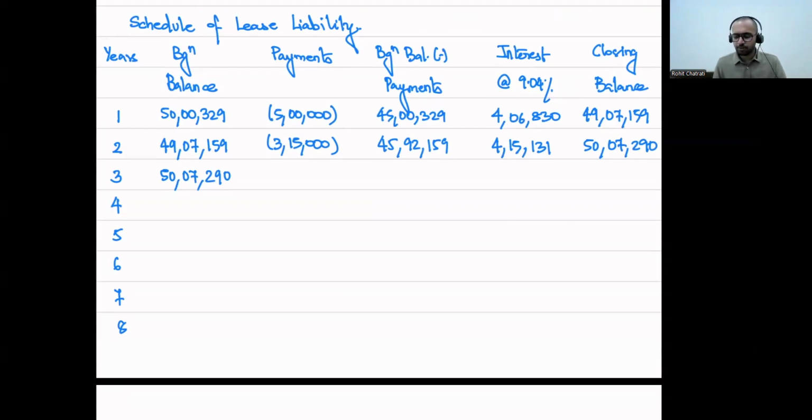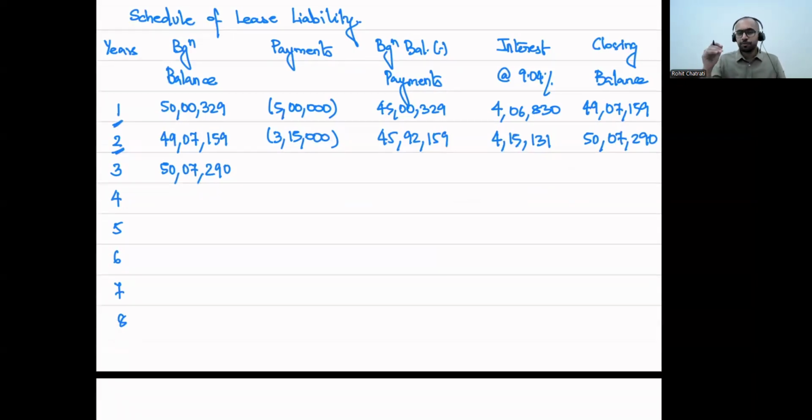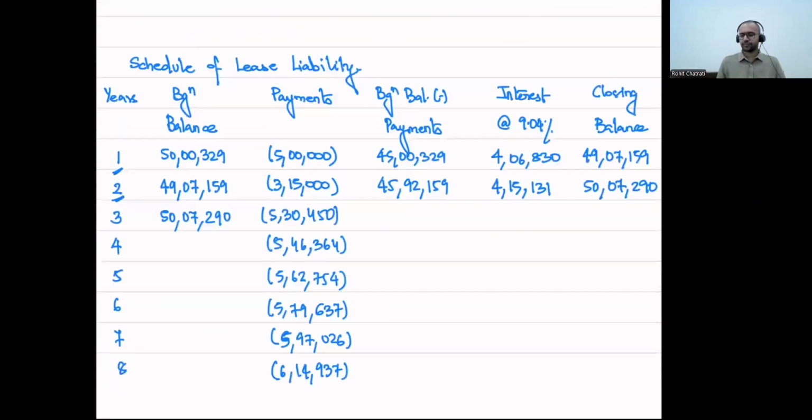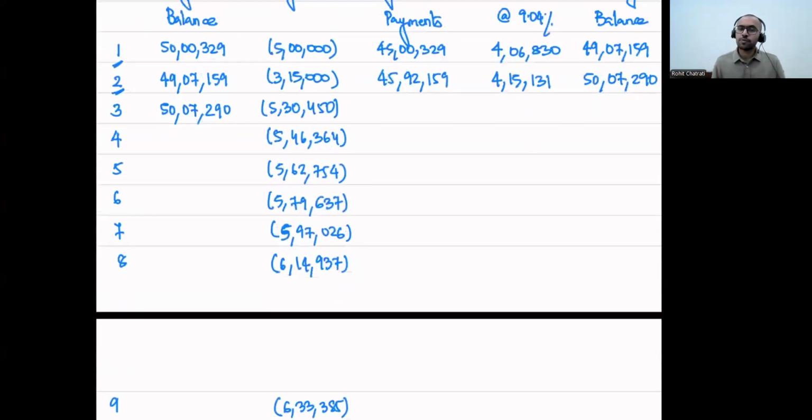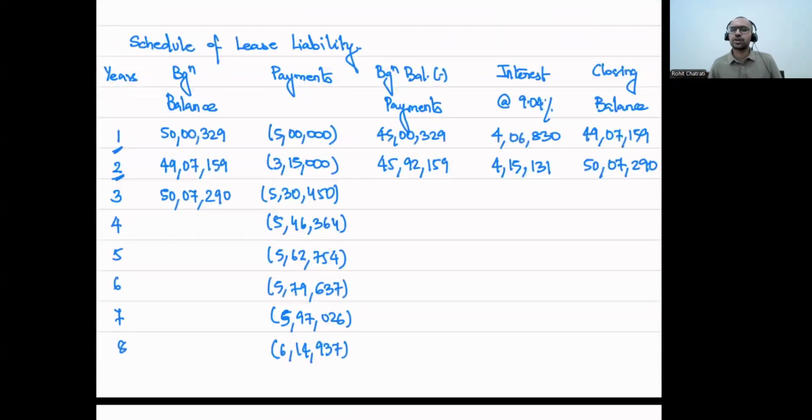All the payments that we're plotting down over here represent payments that are being made at the beginning of respective years. Year one payment was made at the beginning of year one. Year two payment was also made at the beginning of year two. So let us plot down all the payments so that we are able to easily calculate the lease liability schedule. I've now plotted all the lease payments so that we can easily calculate the interest and closing balance relatively quickly.